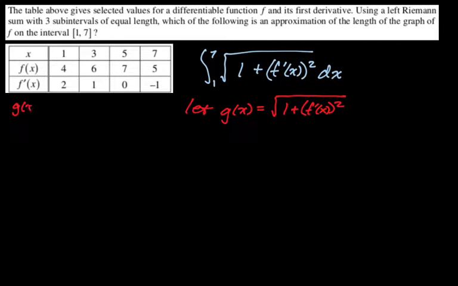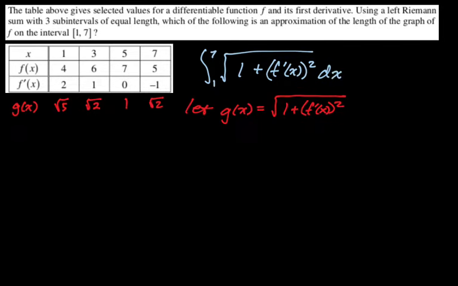Why is that advantageous? Well, I can actually find values of g of x now. I have to do f prime squared. Take x equals 1. f prime is 2. Square it, you get 4. Add 1, 5. Square root it, so root 5. And then just keep going. At 3, it's 1 plus 1 is 2, square root it. At 5, it's 1 plus 0 squared is 1, square root it. At 7, 1 plus the quantity negative 1 squared is 2, square root it. So now we know the values of g of x.